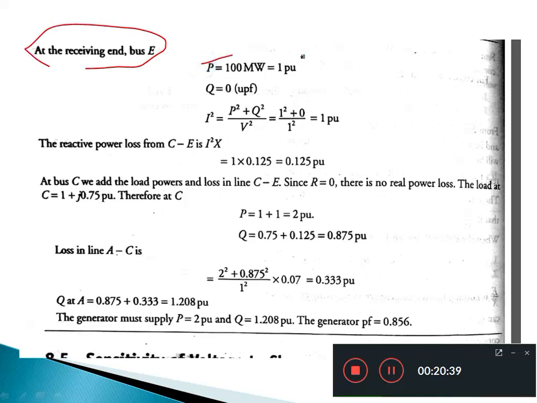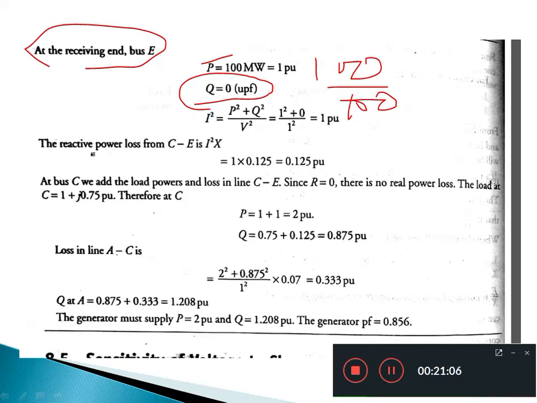Power is given as 100 megawatt. If you convert it into per unit, divided by 100, 100 by 100, you get 1 per unit. Then reactive power is 0. If it is unity power factor, UPF, then reactive power is 0. Then you have to find the current. Current is equal to the square root of P square plus Q square, divided by V square. Substitute the values and you will get the current.